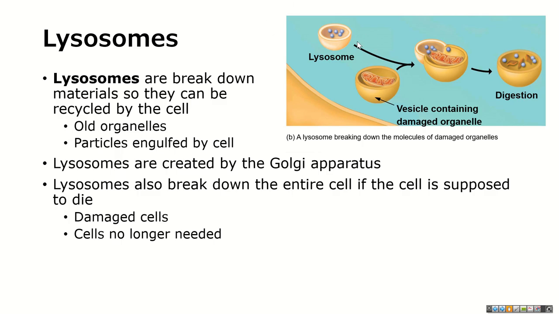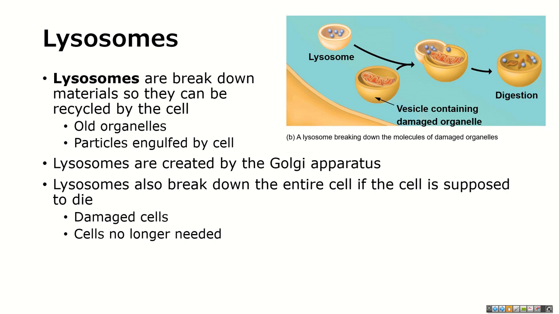So in this image, we have a little lysosome over here. These little blue dots in it are proteins. Those are the enzymes. And then we have another vesicle containing, in this case, a damaged organelle. It could also be something that was engulfed by the cell as a way of the cell breaking down something from the outside. The lysosome fuses with the vesicle, and then the enzymes basically eat away and digest the thing that is now inside the lysosome, and that breaks it down, and then the cell can recycle all of the stuff.